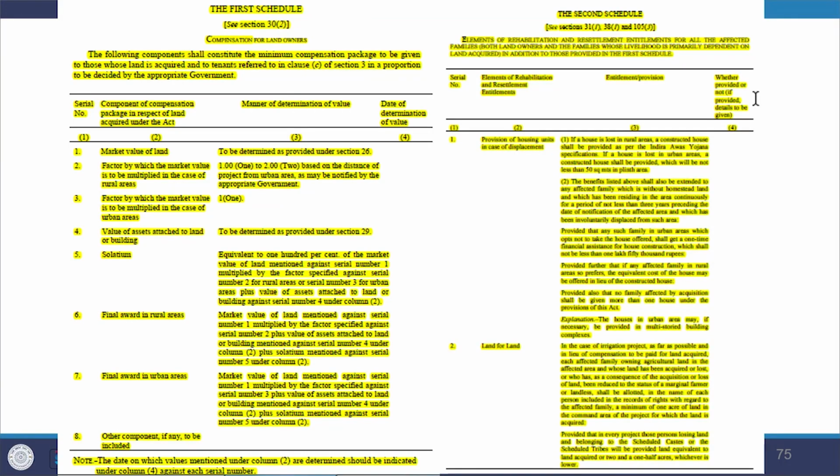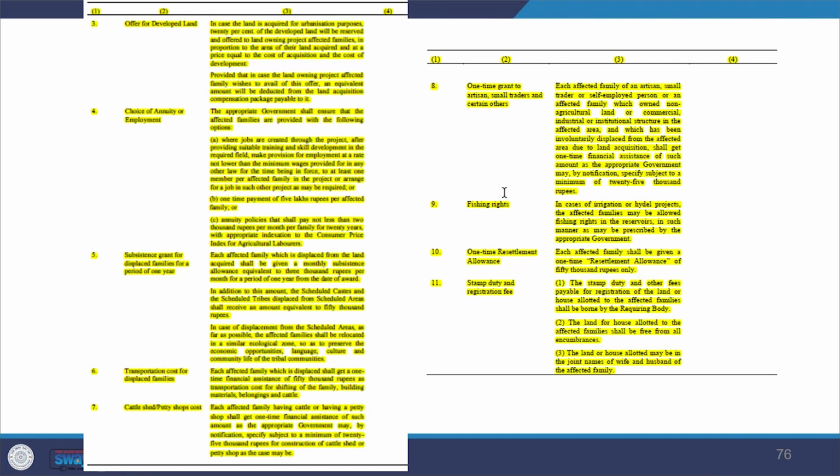So moving forward, we see that the Act also provides a format for compensation calculation as seen in the image. So you see that it's very clear and distinct how the calculations have to be done.